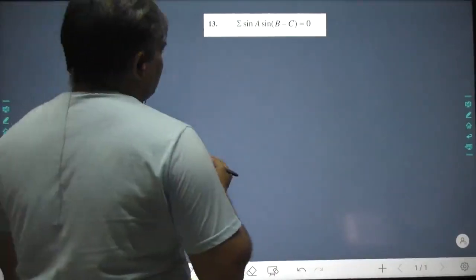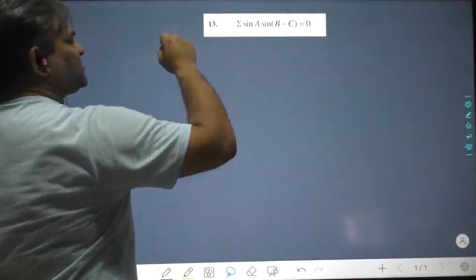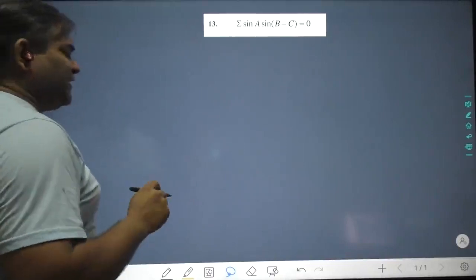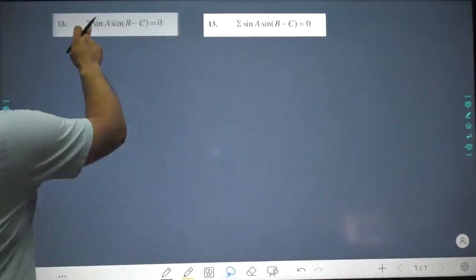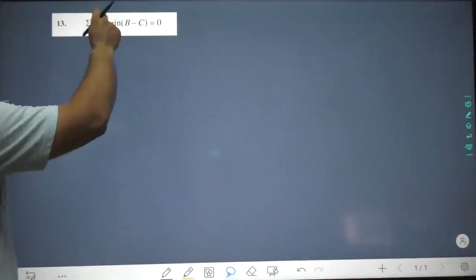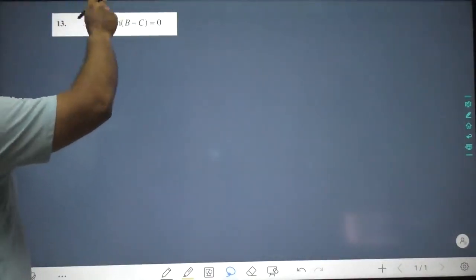Okay, let us solve this particular question. See, what does this summation mean? This summation basically means you have to do it in cyclic order. What does the cyclic order mean? Cyclic order means A, B, C, then B, C, A, then C, A, B.